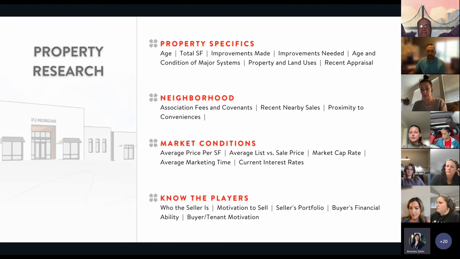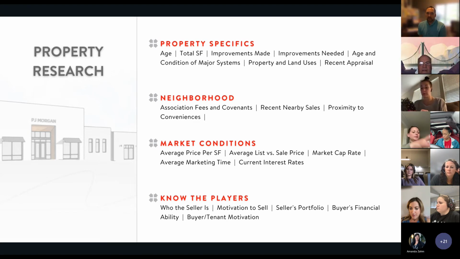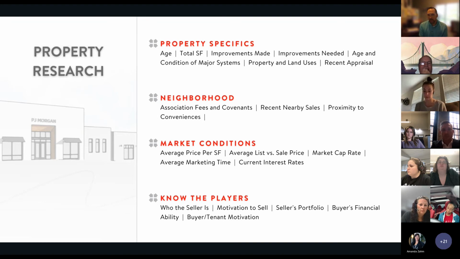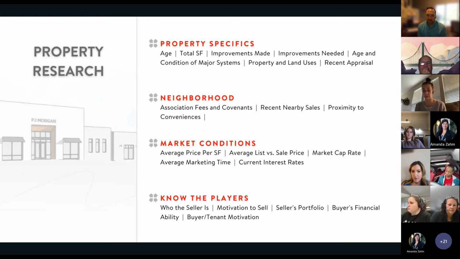And Reggie, how does the seller's portfolio come into play? Yeah, I guess, kind of knowing your players. In the commercial world, we run into situations where a building might be owned by a publicly traded REIT. Well, they have a completely different motivation in the way they're going to negotiate versus maybe a smaller commercial investor that lives here in Omaha.